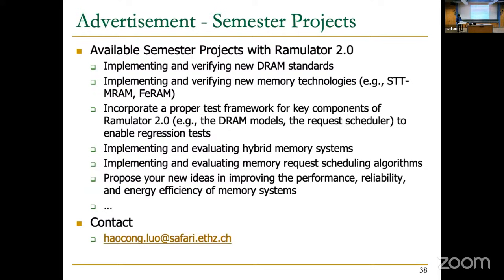And finally, I have an advertisement. We have a bunch of semester projects available with Ramulator 2.0. Since we have the modular infrastructure, you can easily implement many different things. For example, you can implement and verify new DRAM standards, new emerging memory technologies, or implement a test framework so that we can be more confident about the correctness of the key components that we model in Ramulator 2.0. This is now feasible with the modular infrastructure, as you can easily set up a mock environment to test individual components. In Ramulator 1.0, a lot of things are coupled, so it's very hard to isolate a component from the rest of the system to be tested.